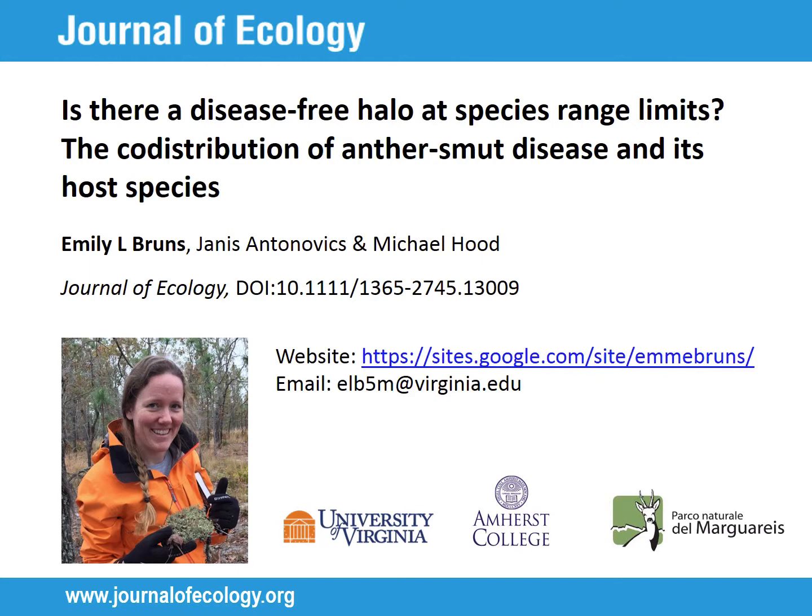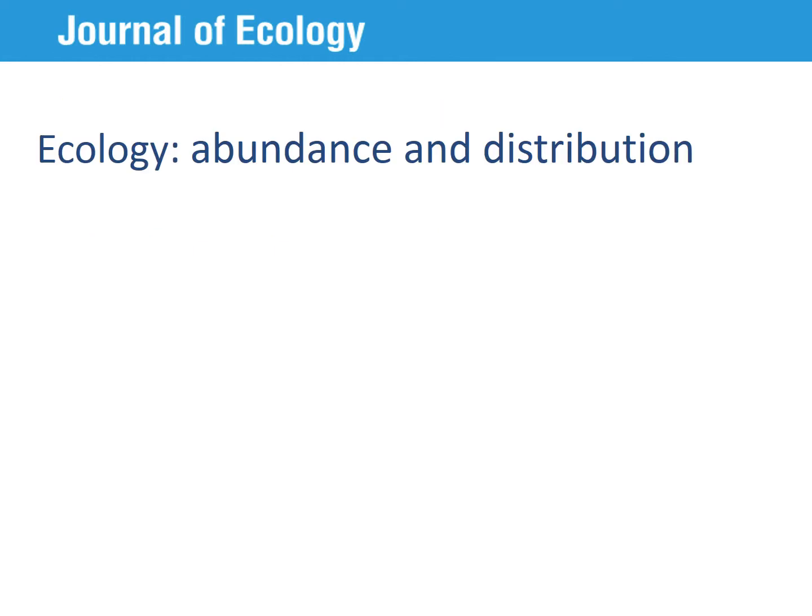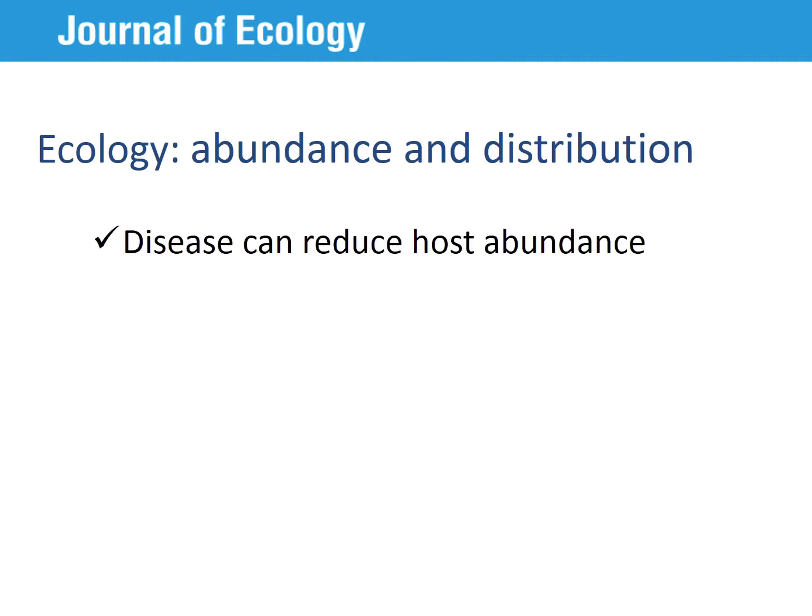I'd like to tell you about a recent paper, Is There a Disease-Free Halo at Species Range Limits? The Codistribution of anther-smut disease and its host species. Ecology is the study of abundance and distribution. As a disease ecologist, I'm interested in how infectious disease affects the abundance and distribution of hosts. When we know that disease can reduce host abundance, the effect of disease on host distribution is actually a trickier problem.